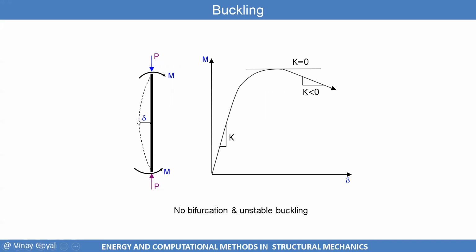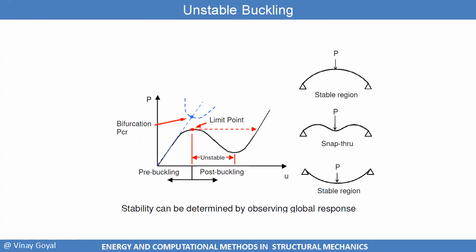So you get the delta there. And then once you get to this point, you get negative stiffness. That's unstable buckling in this scenario. So that does occur, and there are scenarios that can occur. So here I have another example.